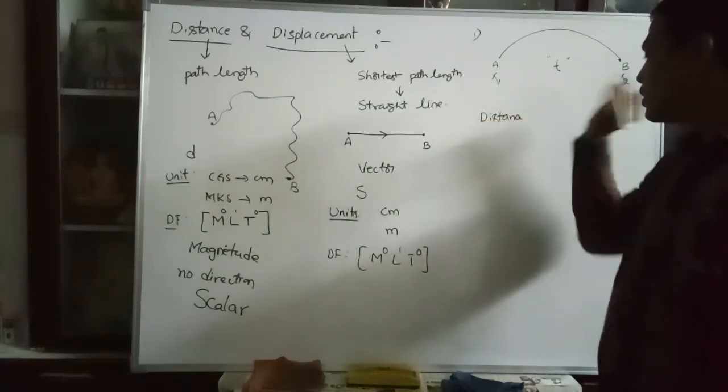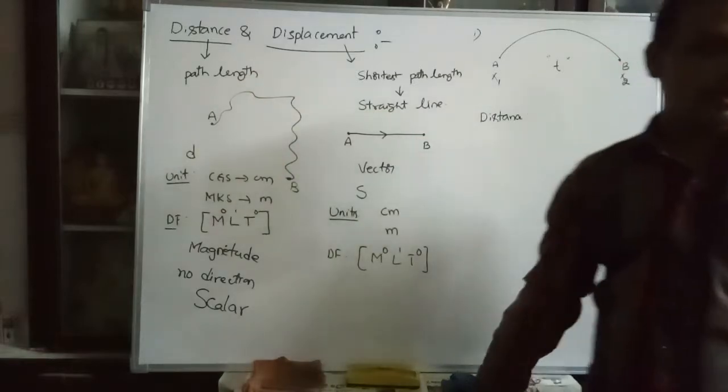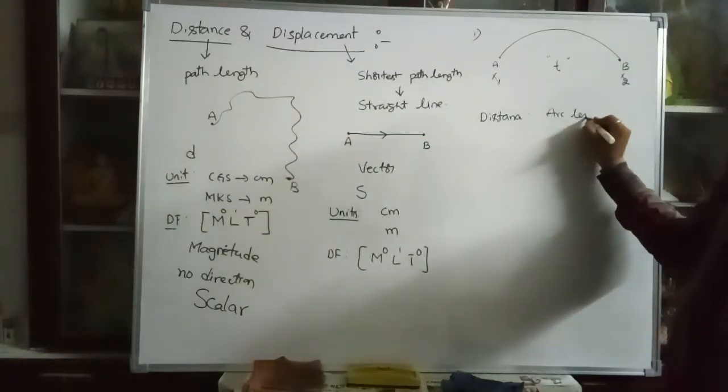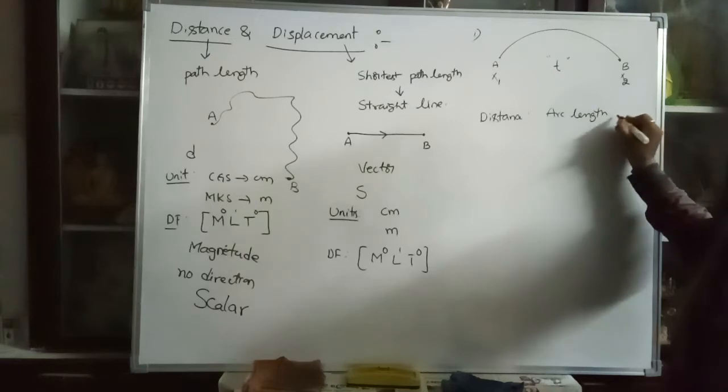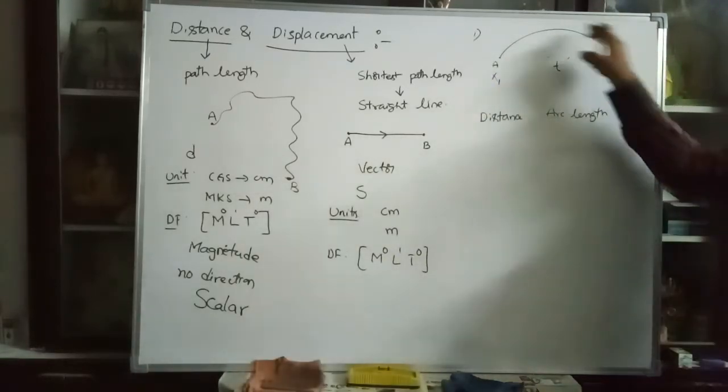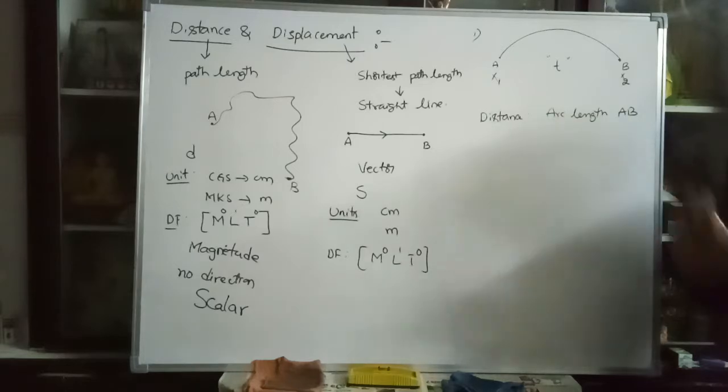Distance is nothing but path length. There is no particular direction. So the arc length AB can be calculated. This path length is the distance.